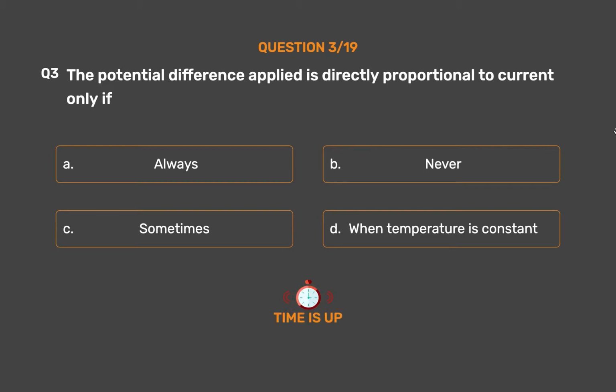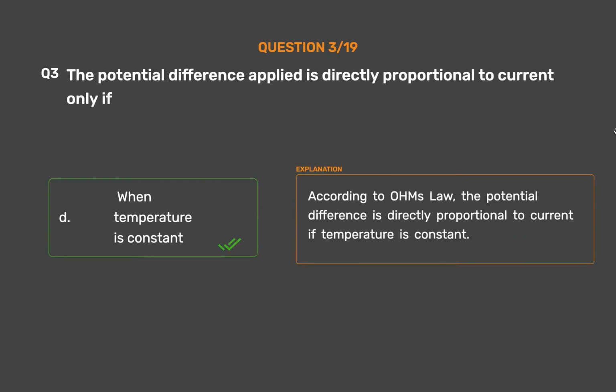The correct answer is option D. When temperature is constant. According to Ohm's law, the potential difference is directly proportional to current if temperature is constant.